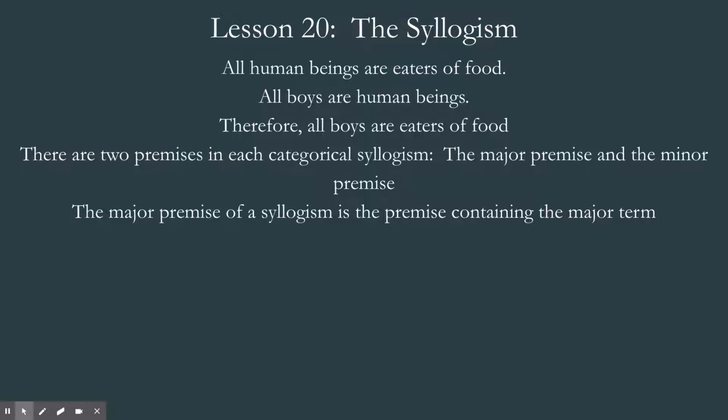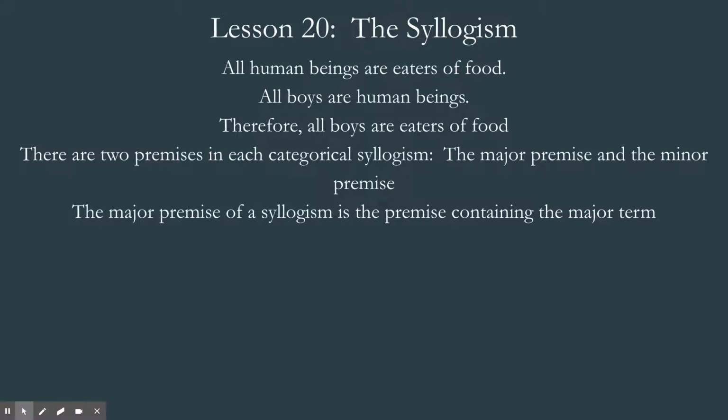So which one of these is our major premise? 1 or 2? Bean? 1. 1, yeah. Eaters of food is in the top one. So that's our major premise. We found our major term, and that's where our major premise is. Or that's where our major term will be located, in the major premise. So the major premise is the premise containing the major term. So let's take a wild stab, Drake. What do you think the minor premise is?